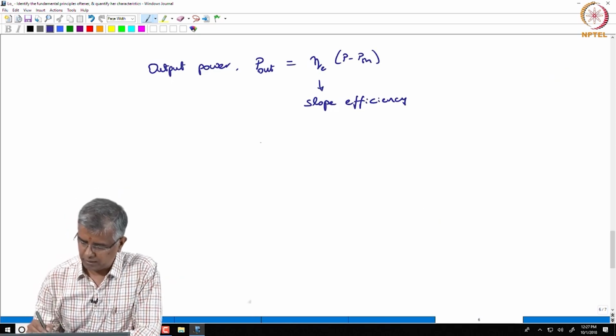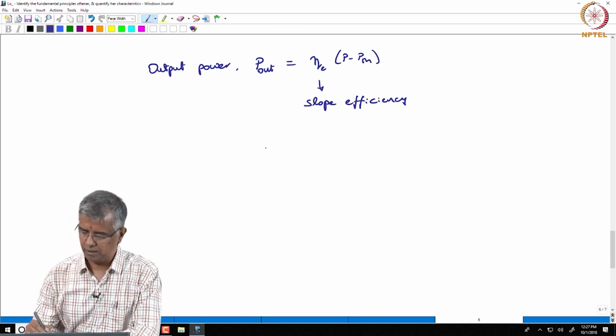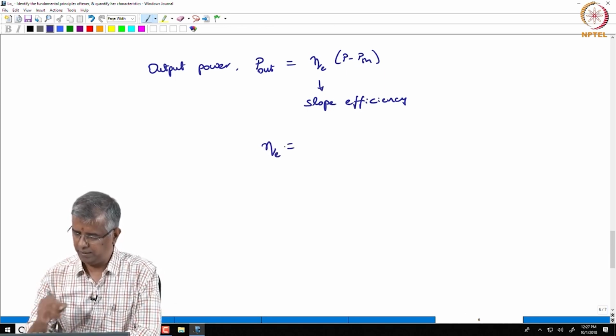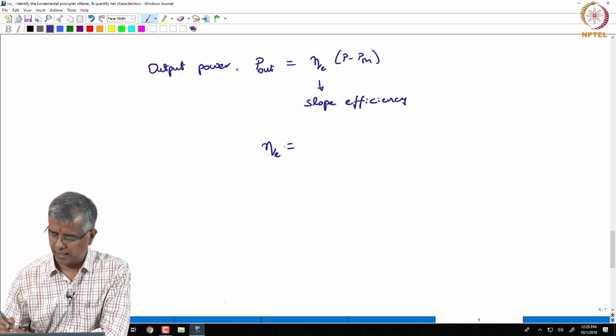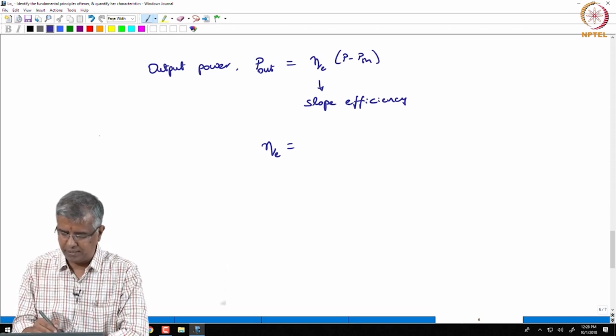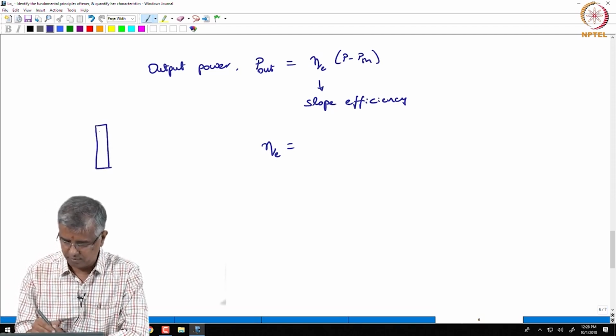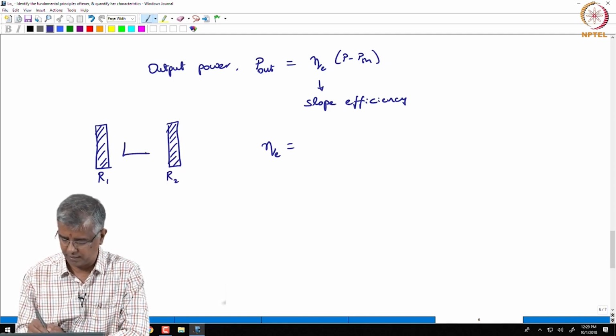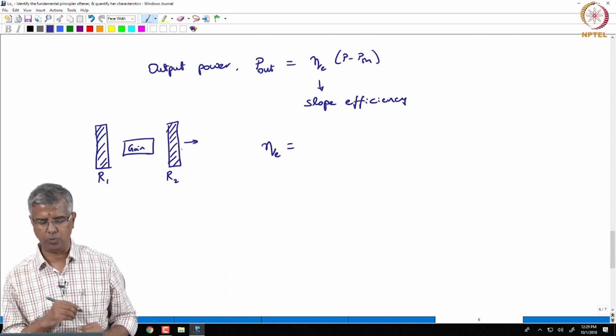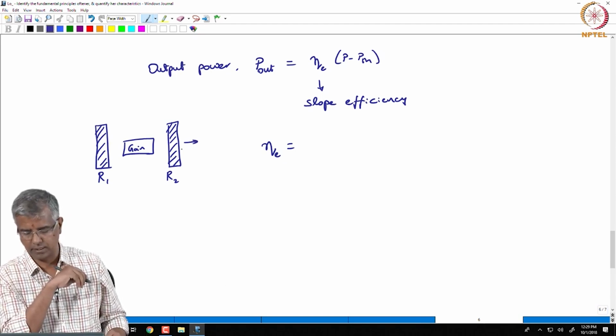Now, we can actually say that the slope efficiency eta E can be expressed as follows. If we have a cavity, let me just draw that cavity again. We have one mirror here, another mirror here. Let us say this is reflectivity R1, this is reflectivity R2, and of course, we have the gain medium here, and we are tracking the output power in this direction.